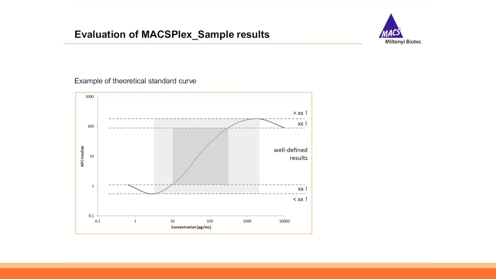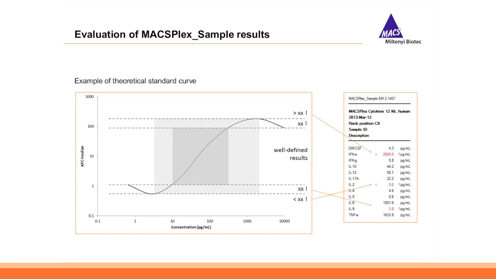So, if an APC median correlates with only one concentration based on our standard values, the result is well defined and not marked. So this is the area which is dark gray in our theoretical standard curve, which is displayed on this slide. APC medians that can correlate with more than one concentration or that are out of range, for example, of our standard values are marked in red and with exclamation marks. So you see it over here.